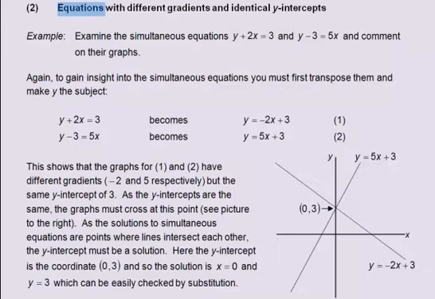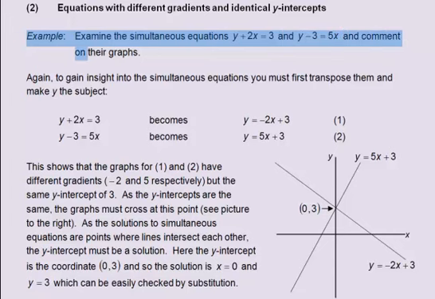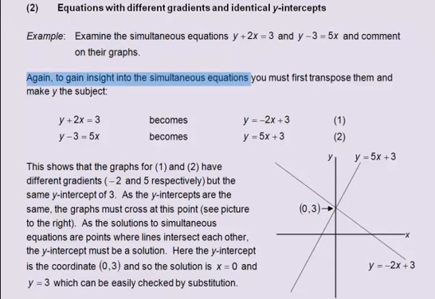2. Equations with different gradients and identical y-intercepts. Example. Examine the simultaneous equations y plus 2x equals 3 and y minus 3 equals 5x and comment on their graphs. Again, to gain insight into the simultaneous equations, you must first transpose them and make y the subject.